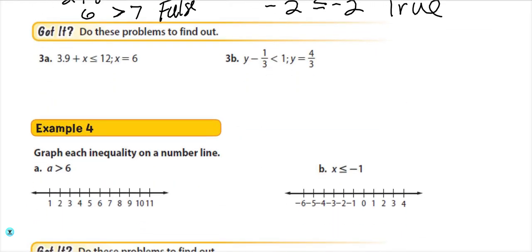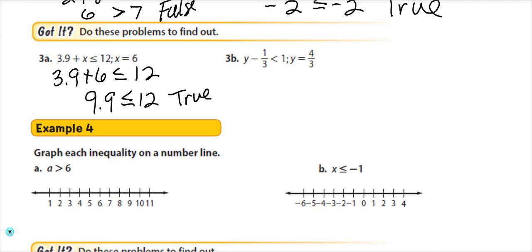And let's take a look. So we're supposed to plug in 6 for x. So it'd be 3.9 plus 6, and it needs to be less than or equal to 12. All right, so when I add those together, I get 9.9. And is that less than or equal to 12? Yes, it is. So that is true.